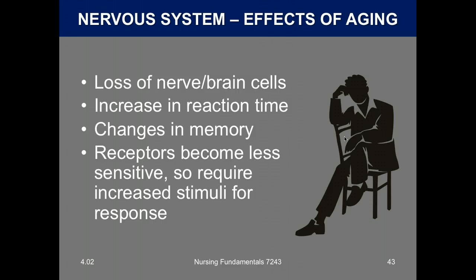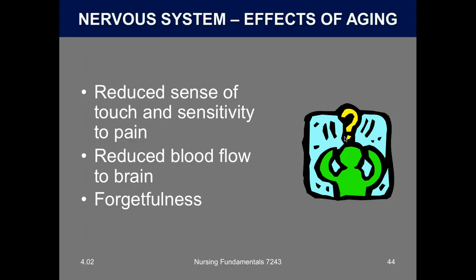As we age, the effects on the nervous system include loss of nerve and brain cells, increase in your reaction time, changes in memory. The receptors become less sensitive, so they require increased stimuli for response. We can have a reduced sense of touch and sensitivity to pain, reduced blood flow to the brain, and forgetfulness.